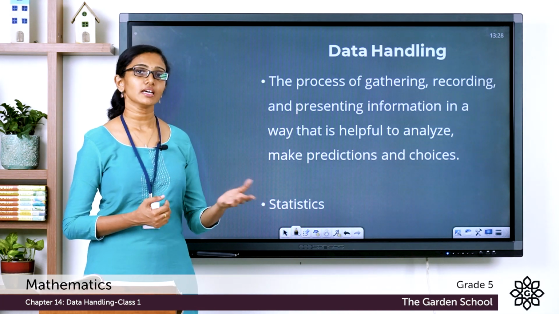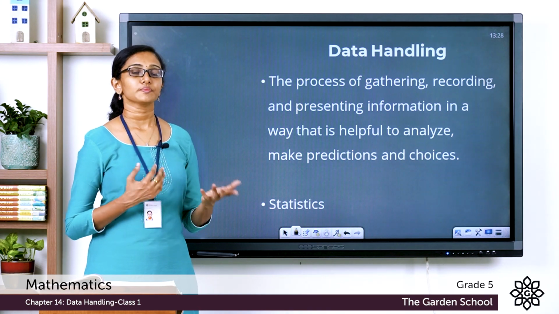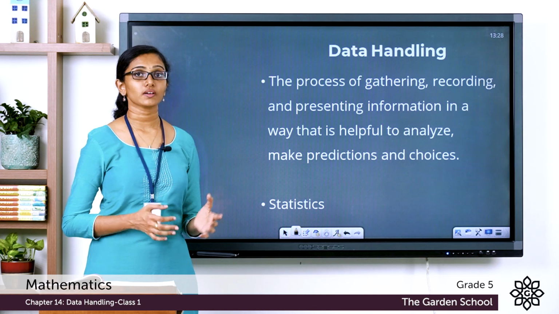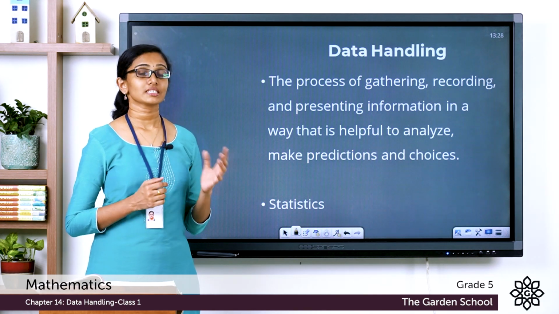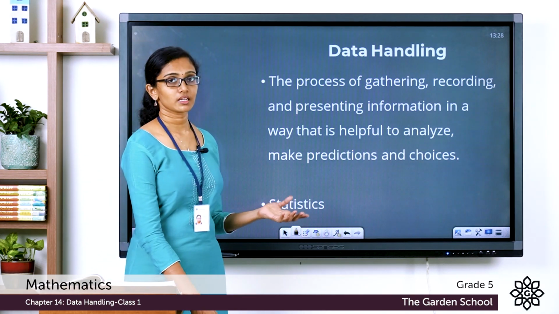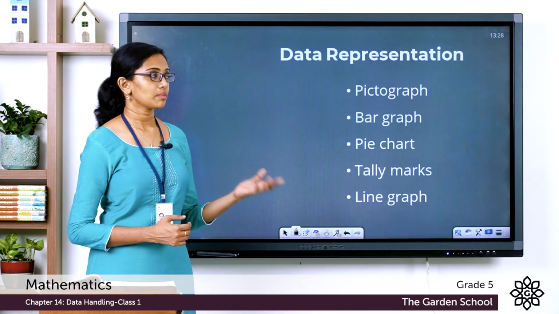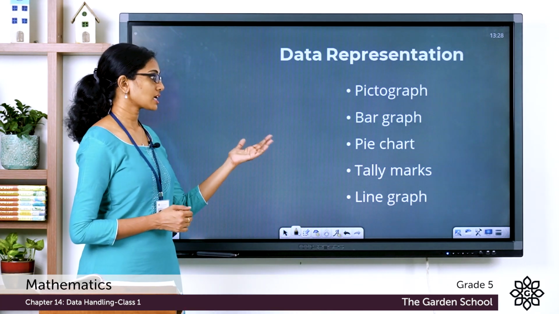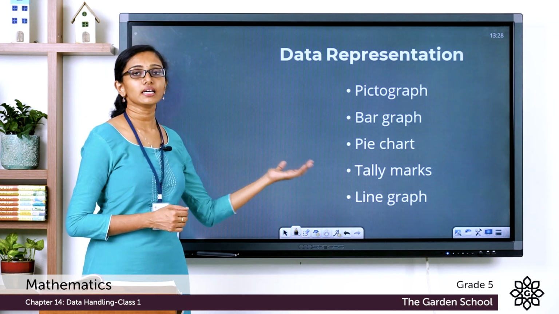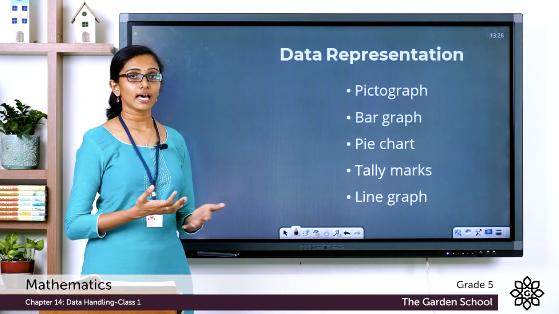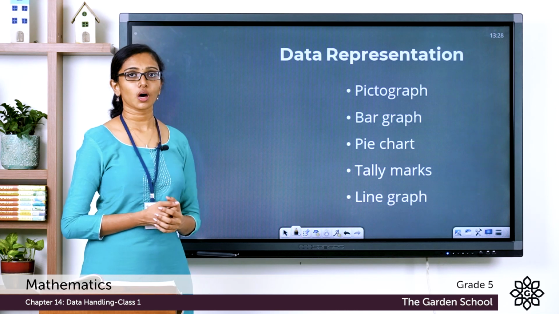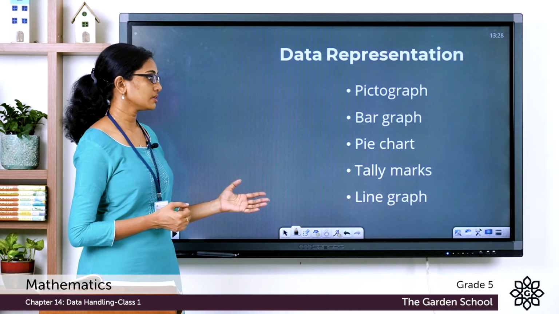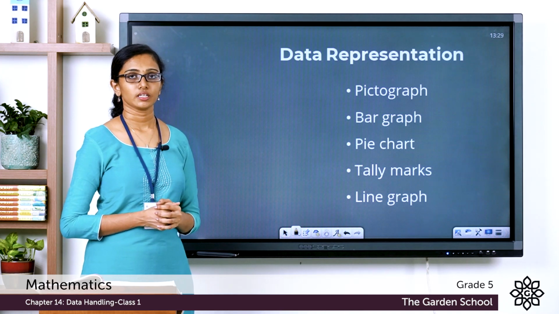The process is called data handling, and the branch of mathematics that deals with data handling is called statistics. So in statistics, we use different methods for data representation. Methods such as pictograph, bar graph, pie charts, tally marks, line graphs and so on. You must have learned about the first three in your lower classes. Now this year, we are going to learn about tally marks and line graphs as well.